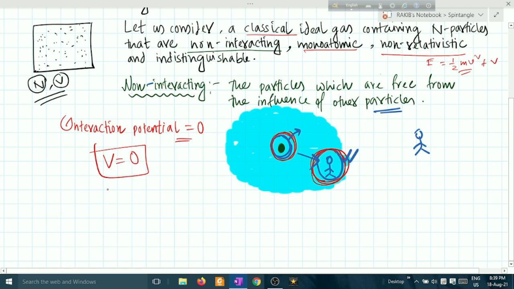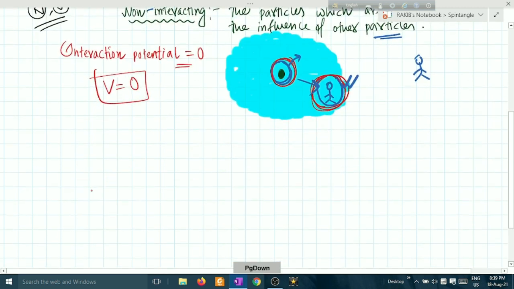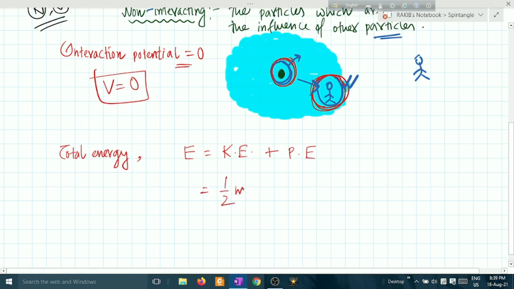Free means what is the potential of this thing? The potential of this thing will be 0. That means the total energy of the particle will be, say, E equals what I did above, that is kinetic energy plus potential energy. What is the kinetic energy of a non-relativistic particle? That means half mv square.